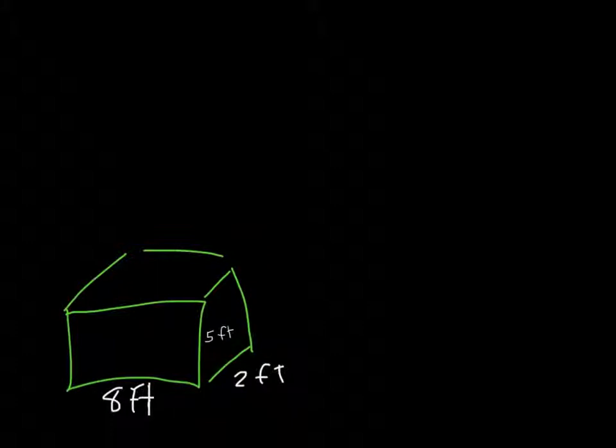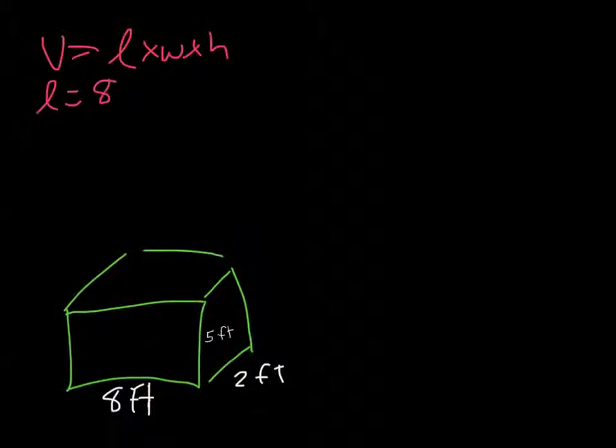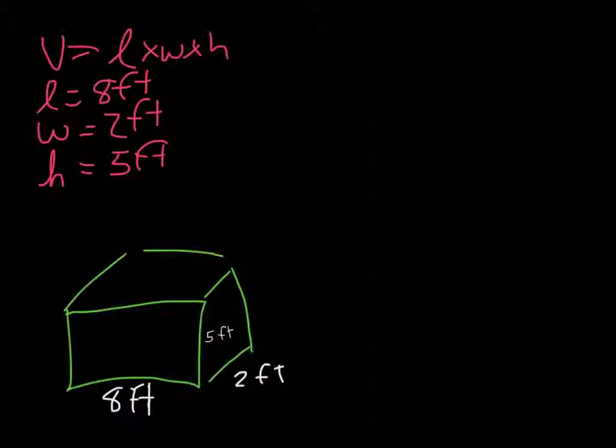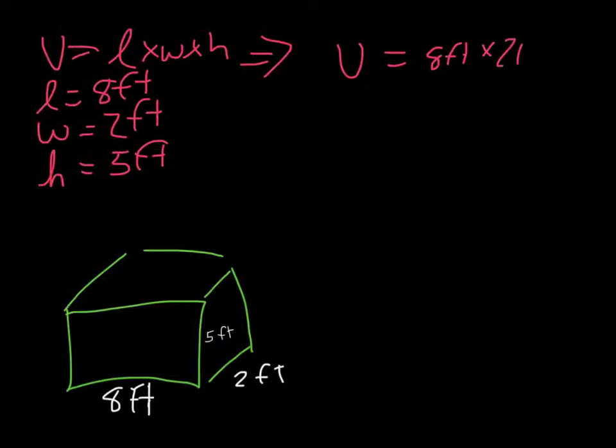I have another rectangular prism. Start with my formula. Volume equals length times width times height. My length is 8 feet. My width is 2 feet. And my height is 5 feet. Come across. Volume is equal to 8 feet times my width, 2 feet, times my height, which is 5 feet.